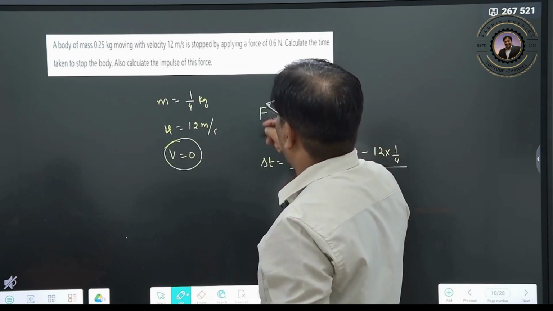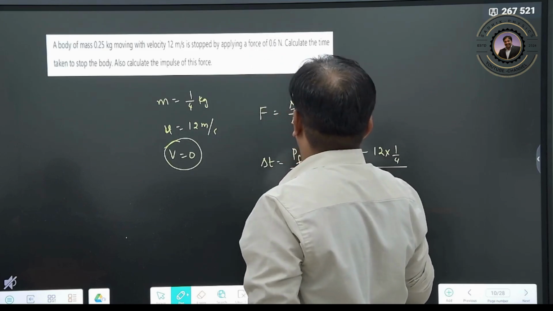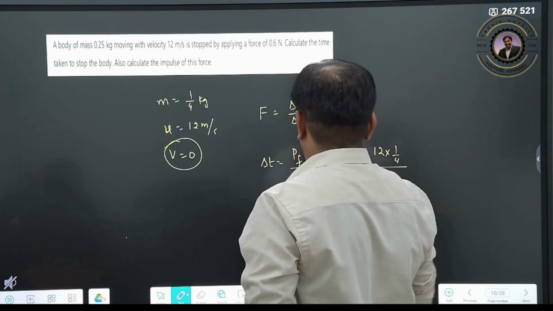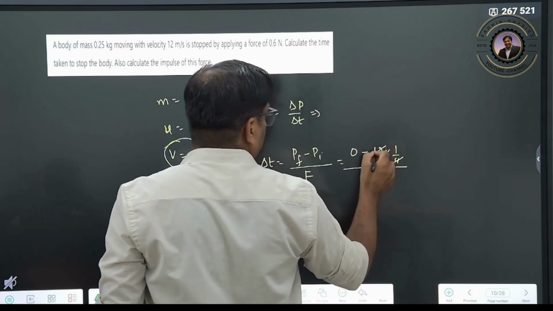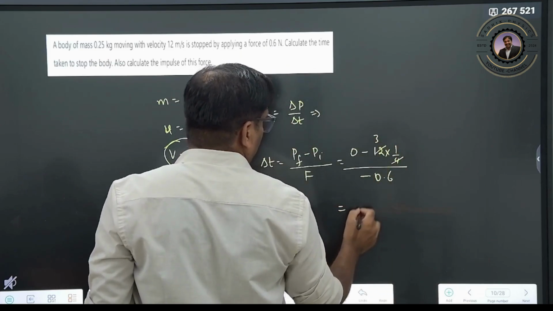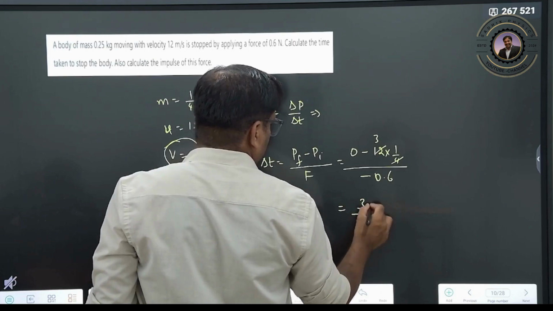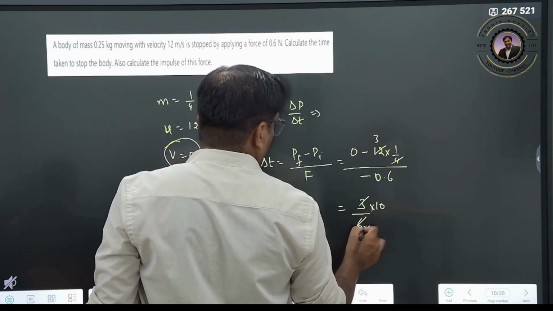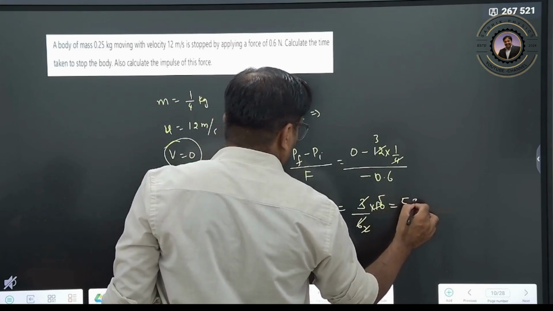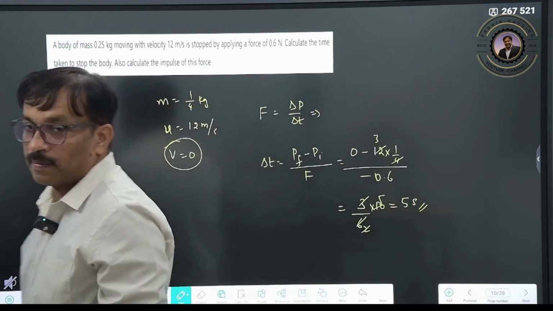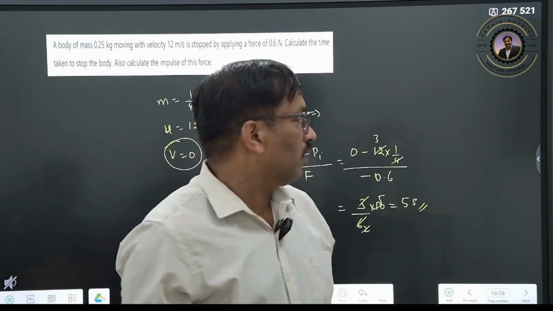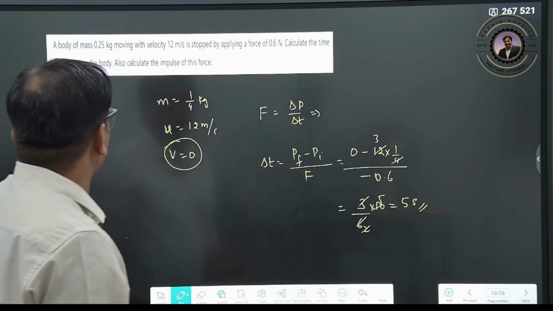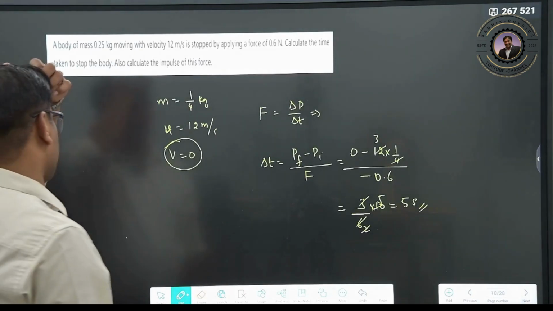Actually this force should act in the opposite direction. Therefore minus 0.6. Clear? Therefore 4 3s are 12, so 3 by 6 into 10 to the power of minus 1, so 3 by 0.6 is 5. So it will take 5 seconds now to stop this. Clear? 5 seconds.